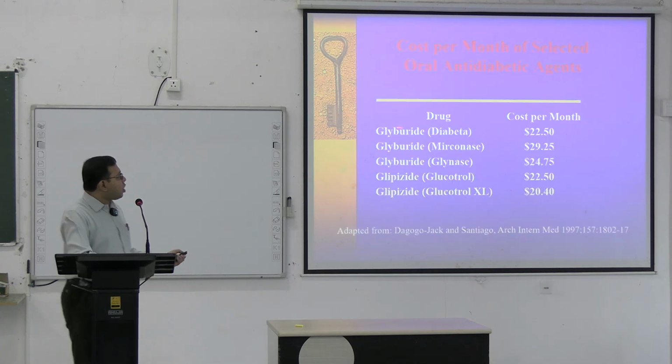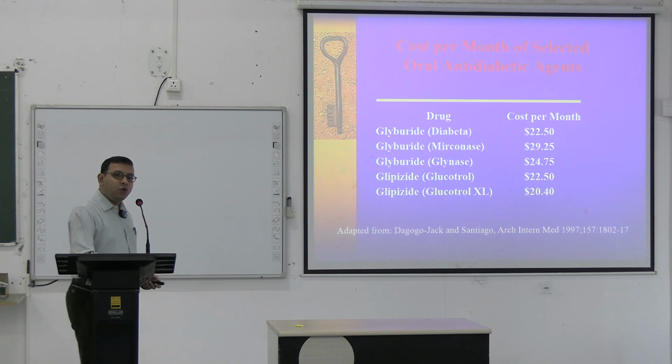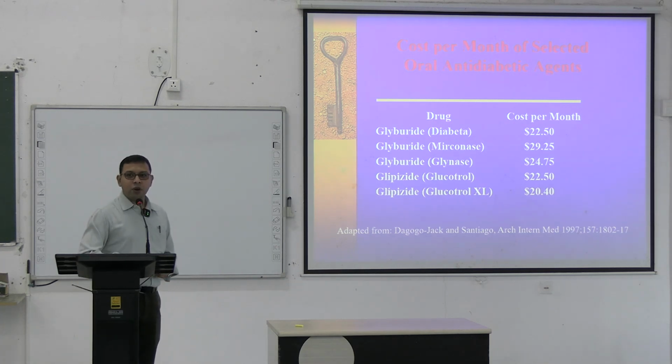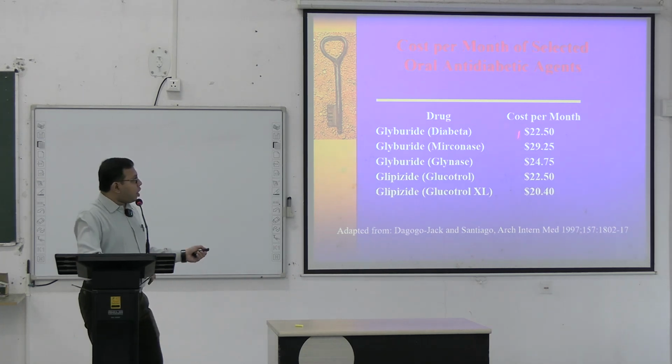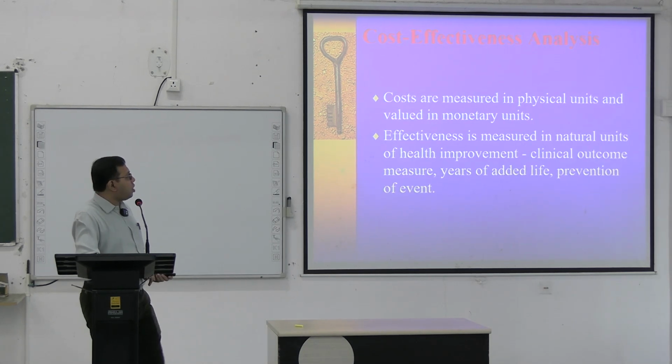Okay. So, for example, these are the different diabetes medicines. These are in dollar cost per month. You can see these are in the same group. This comes under the sulfonylurea group of medicines that is used for the treatment of diabetes. So, these are the costs. What is the difference of cost between one and another?